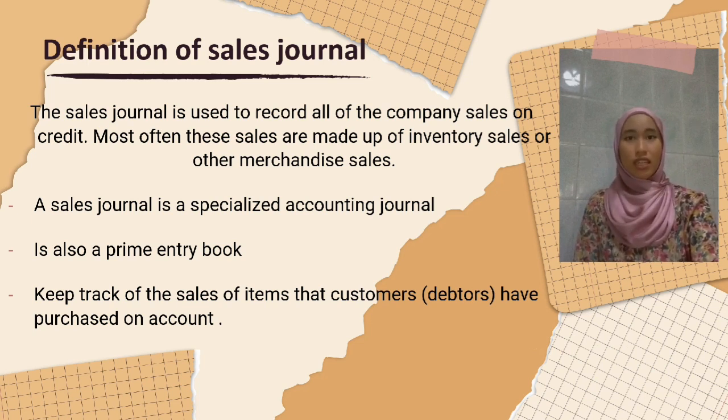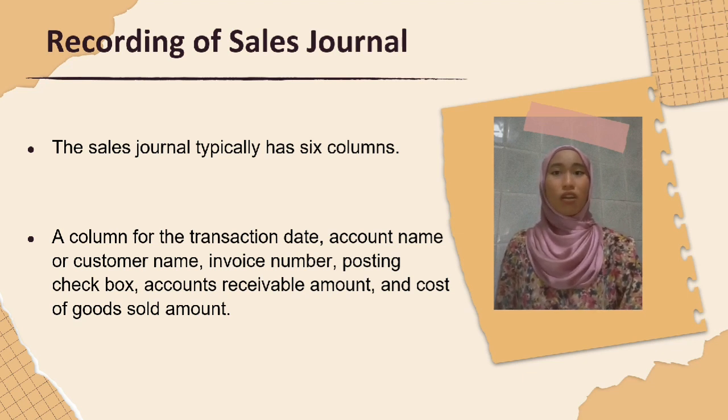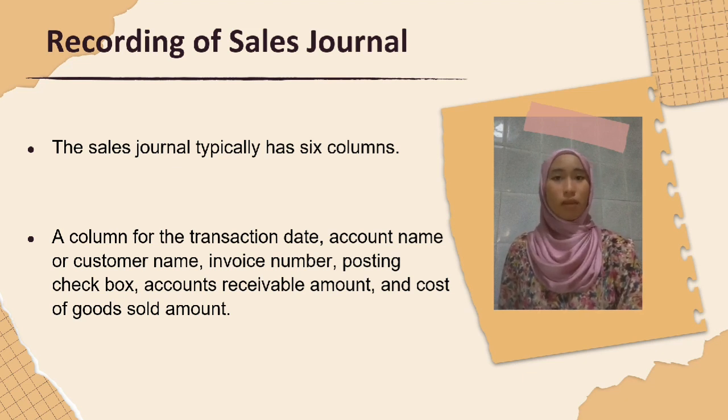Every transaction that is entered in sales journal essentially results in a debit to accounts receivable account and a credit to sales account. Next is recording of sales journal. The sales journal typically has 6 columns: a column for the transaction date, column for account name or customer name, invoice number, posting checkbox, accounts receivable amount, and cost of goods sold amount. Since all sales recorded in the sales journal are paid on credit, there is no need for a cash column.